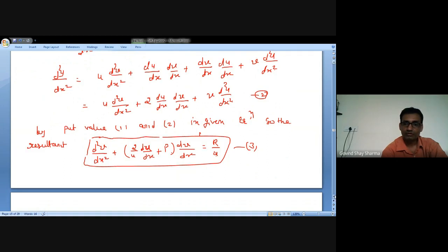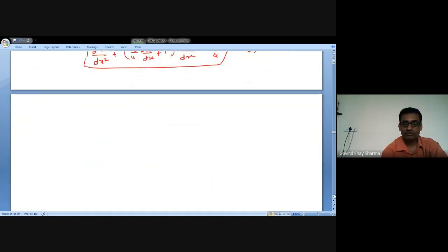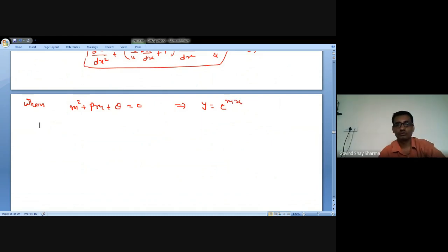Now there are some results we have to learn. First, if m square plus pm plus q is equal to 0, then y is equal to e to the power mx is a solution of CF. Let m is equal to 1: 1 plus p plus q is equal to 0, then y equals e to the power x.